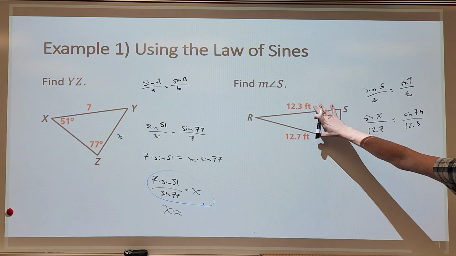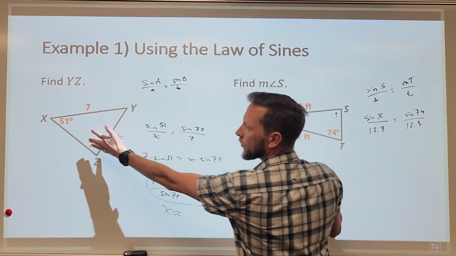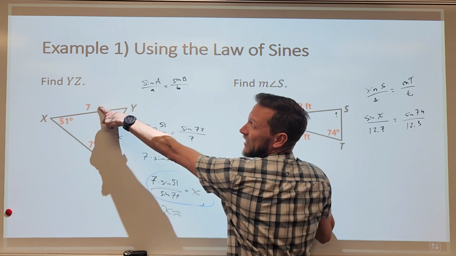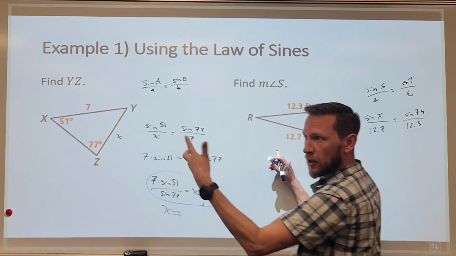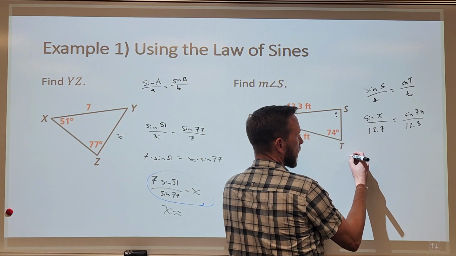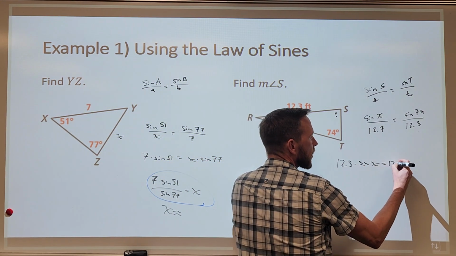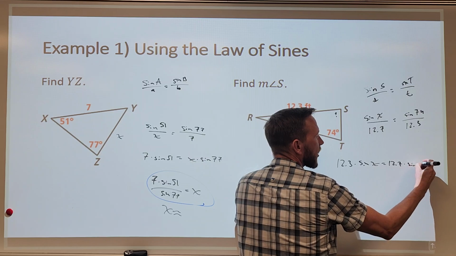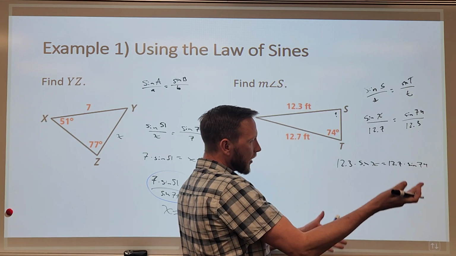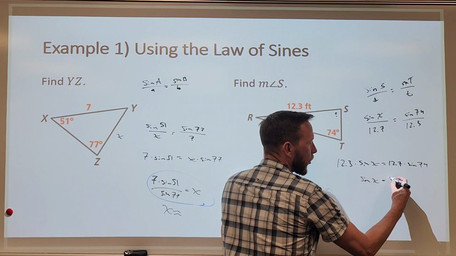And so these have units. These units aren't going to matter because our answer is going to be in degrees. Over here, we didn't have units. If I knew that these were feet, then I'd answer with feet. But we're just going to kind of approach it in this regard. And so now when we do our cross product property, we get 12.3 times the sine of x is equal to 12.7 times the sine of 74. Well, again, x isn't by itself. We're going to divide by the 12.3.